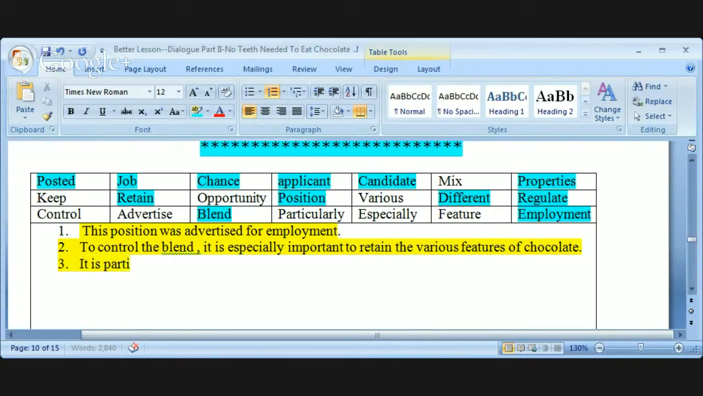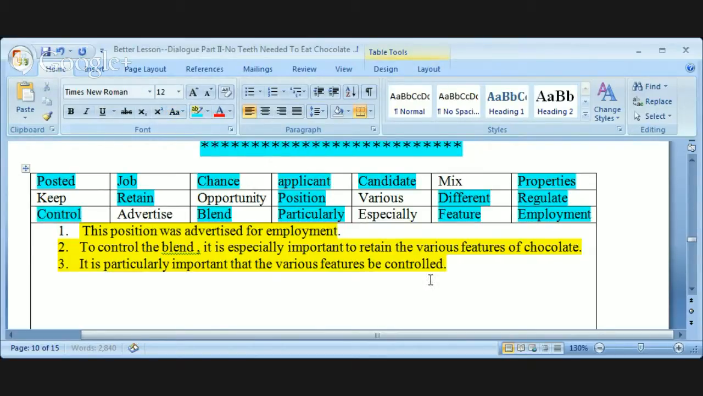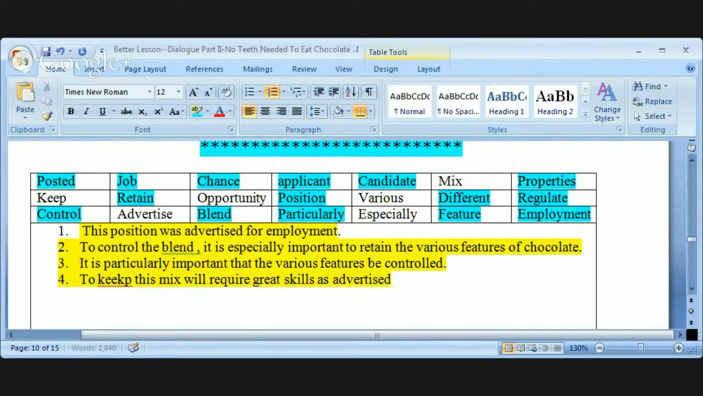All right, what about: it is particularly important that the various features be controlled. Okay, can you read that one? It is particularly important that the various features be controlled. Okay. And then 4, to keep this mix will require great skills as advertised, especially on the website.